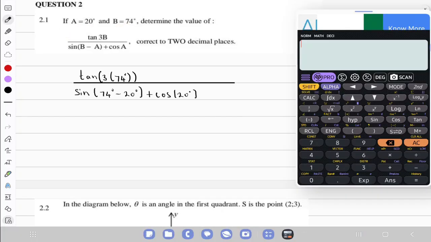So what you can now do is just use your calculator and punch this whole thing in as it is. So it's 10, 3 into 74 degrees, divided by sine of 74 minus 20 plus cos 20.